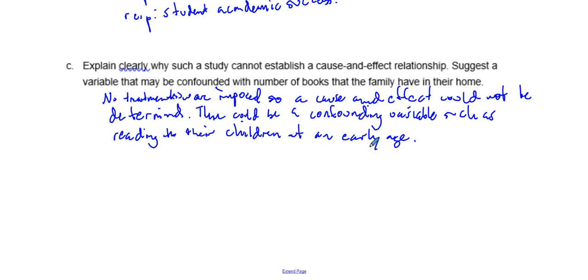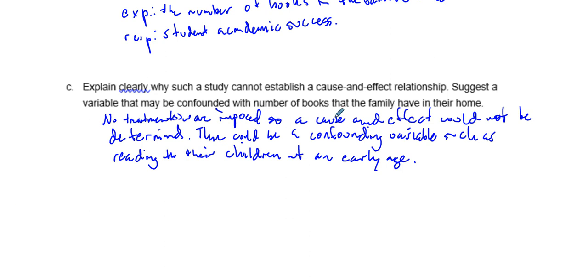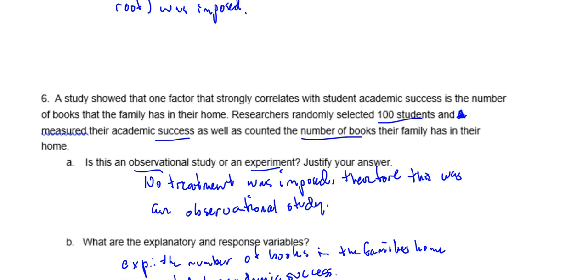Possibly that's why they have a lot more books, which would make them more academically successful, because they had success earlier in life, and so on and so forth. But because there are no treatments imposed, no cause and effect could be determined. There could be a confounding variable such as reading to the child at an early age, which has no bearing on the number of books we have there.